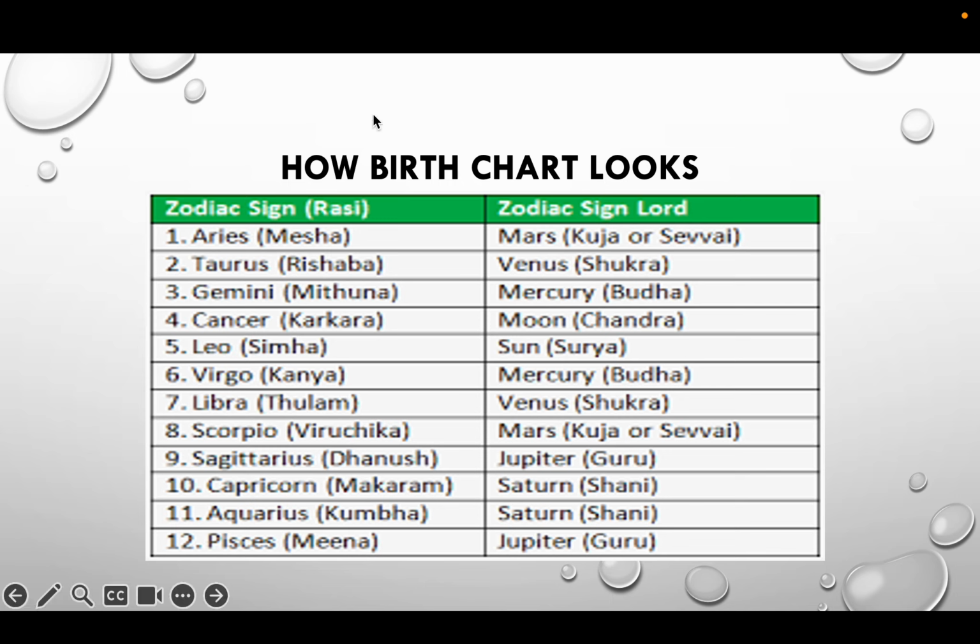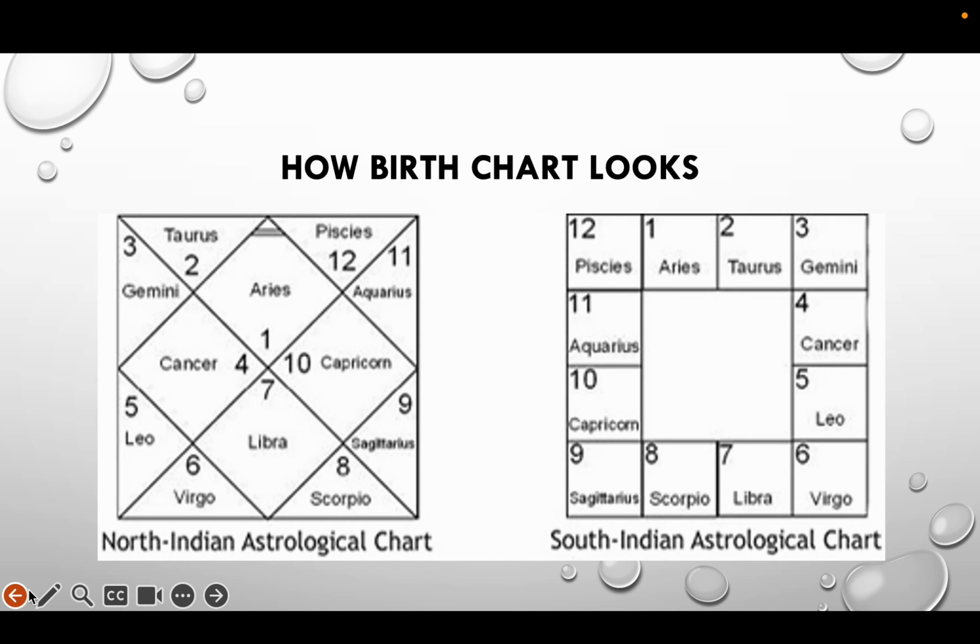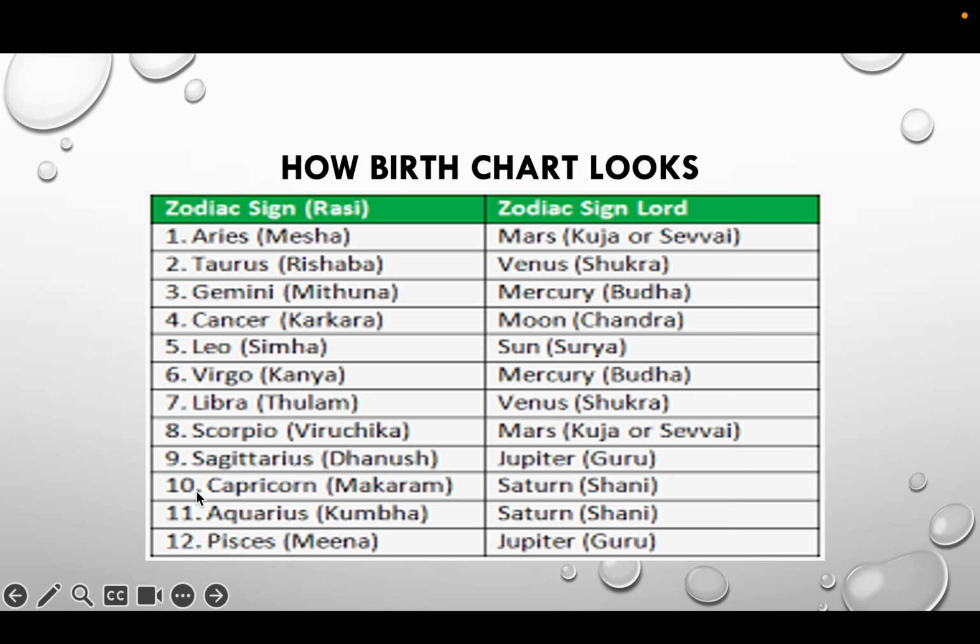So this table represents the zodiac signs, where Aries is number 1, number 2 is Taurus, number 3 is Gemini, number 4 is Cancer, number 5 is Leo, number 6 is Virgo, number 7 is Libra, number 8 is Scorpio, number 9 is Sagittarius, number 10 is Capricorn, number 11 is Aquarius, number 12 is Pisces.